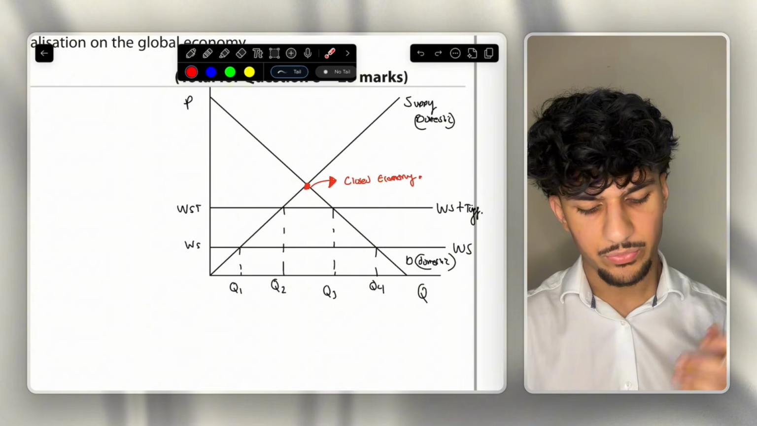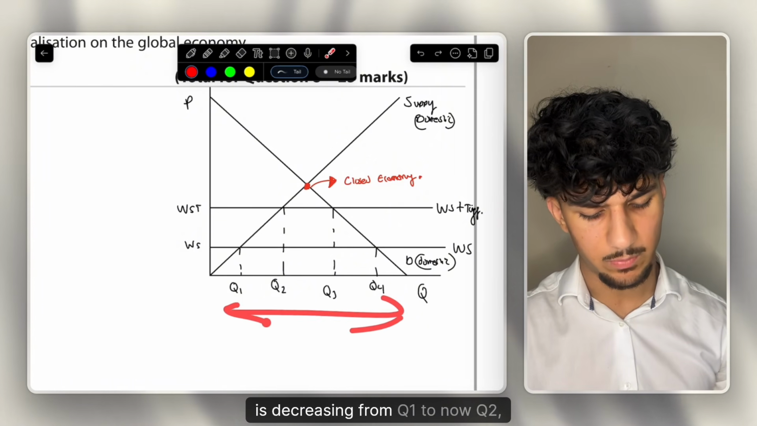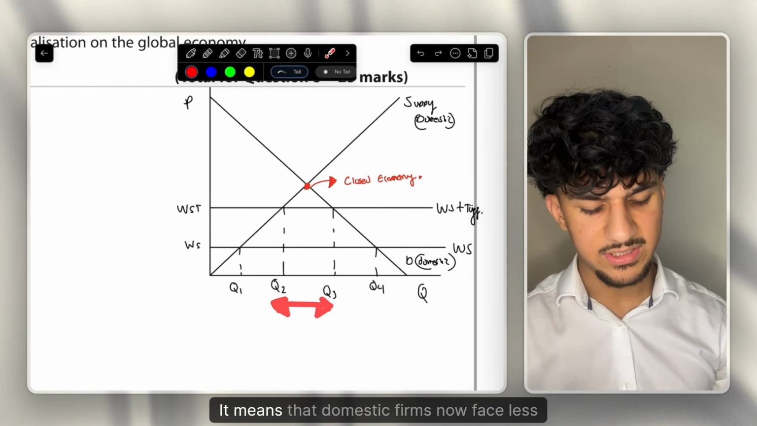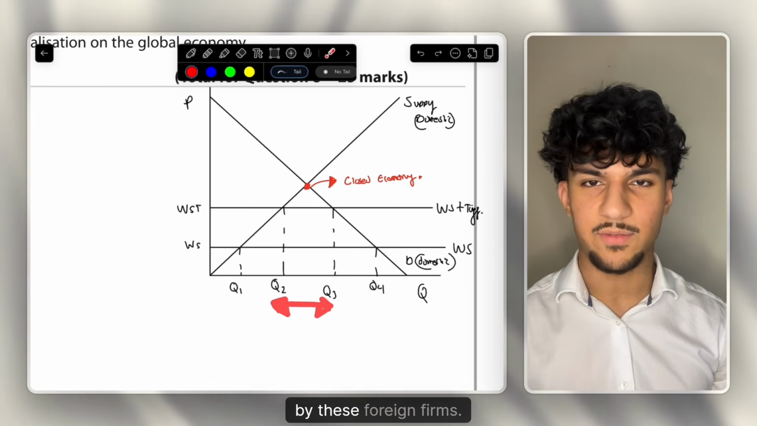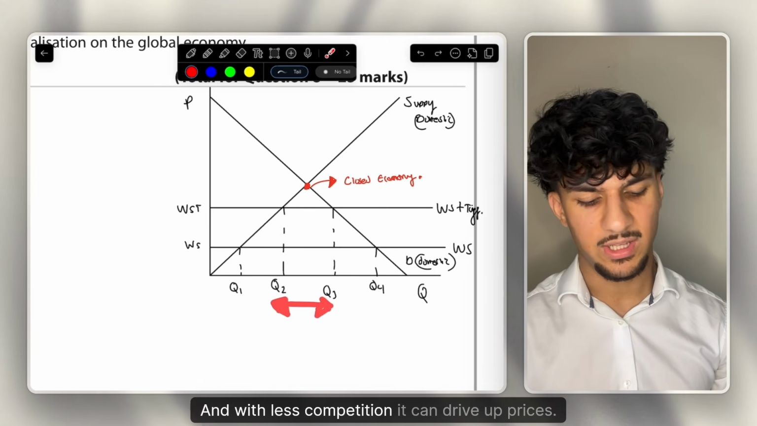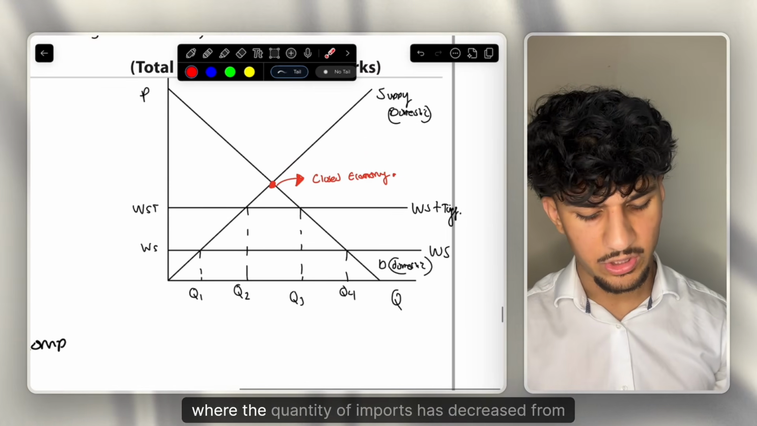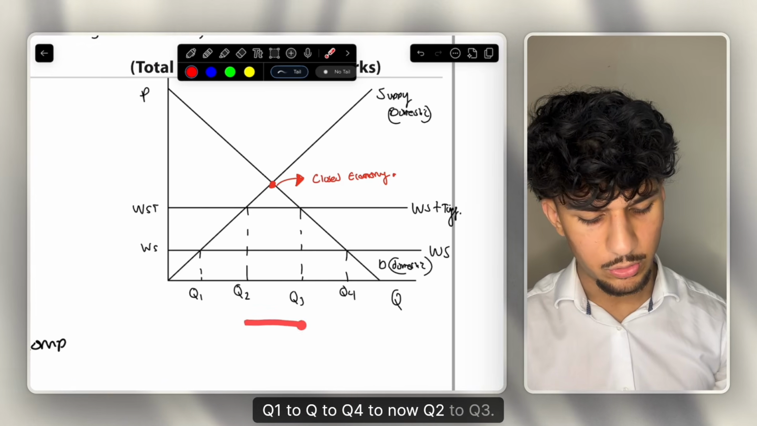And why is that? That is of course due to the quantity of imports decreasing from Q1 to now Q2, Q3. And what does this mean? It means that domestic firms now face less competition from these foreign firms, and with less competition it can drive up prices. And then also the opposite side of the spectrum, where the quantity of imports has decreased from Q1 to Q4 to now Q2 to Q3.